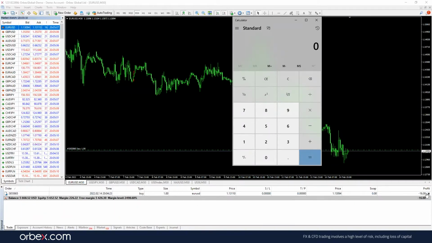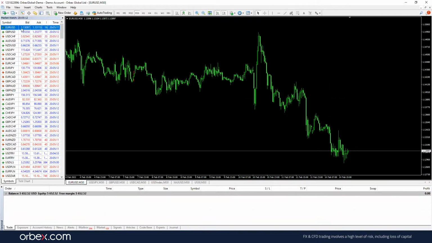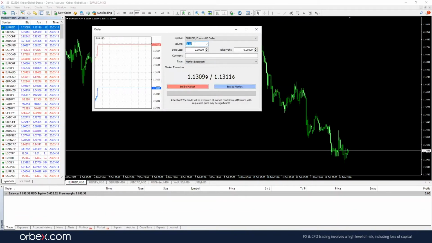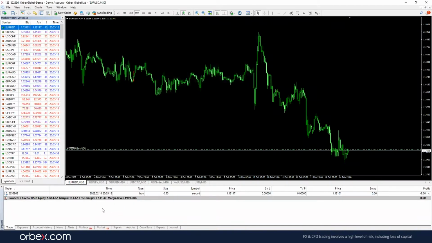Again, this applies not just for EUR/USD, but for all of these trades as well. Let's close that. If we want to open a smaller amount, let's say 0.50, we buy that. As you can see here, the margin requirement is the price times 10,000 this time, because it's 50,000 because it's 0.50, and divided by 500.